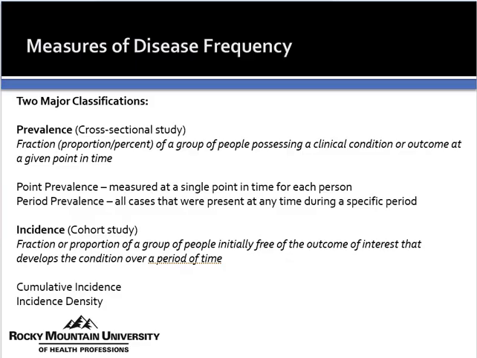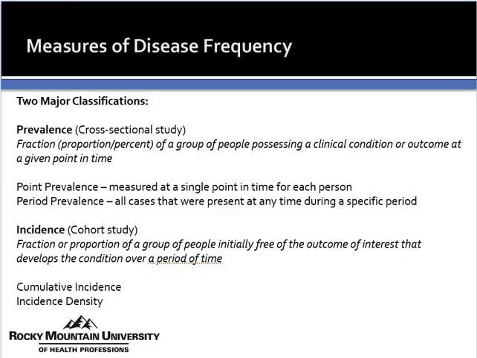So there are two major classifications, like I said, prevalence and incidence. Prevalence studies are typically cross-sectional in nature. And so you're looking for that fraction or that proportion of a group of people possessing a clinical condition or an outcome at a given point in time. Now, there are two types of prevalence studies. There's point prevalence and period prevalence.